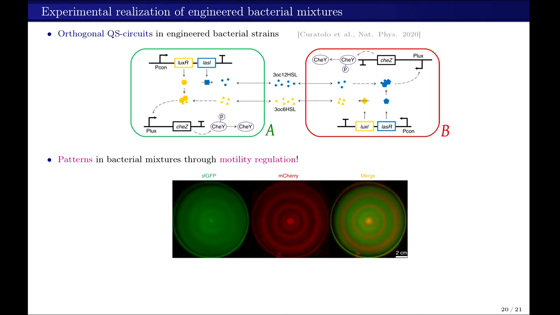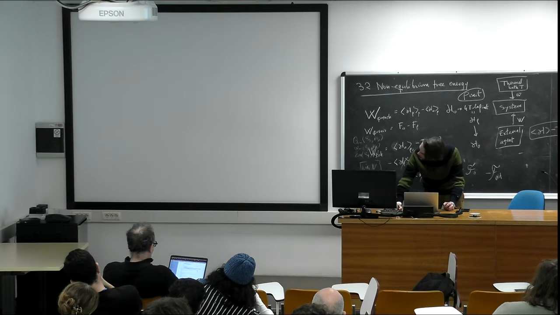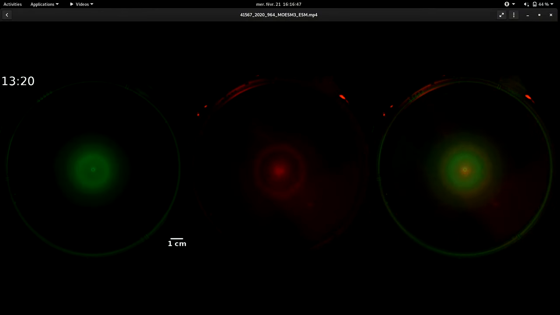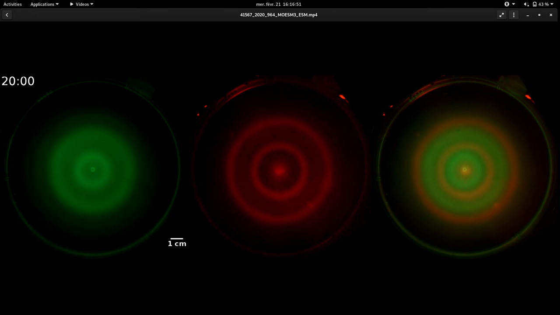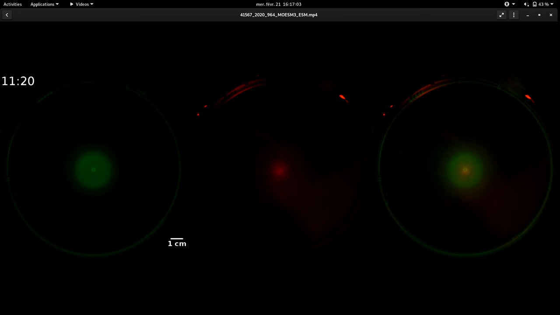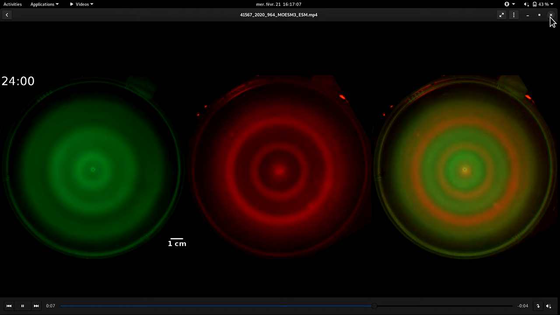If now you engineer the system and then put the bacteria in a central inoculum, let them grow, that's what you observe. This is the same Petri dish, but three different fields of view. You have the one strain of bacteria that's marked green, the other strain that's marked in red, and the two of them together. And you see that they form these demixed rings. So you see that it's the same Petri dish again, but three different visualizations. And you see that spontaneously, it forms these concentric rings. So this is, if you want, a realization of the demixed phase of an active mixture in an actual bacterial system.